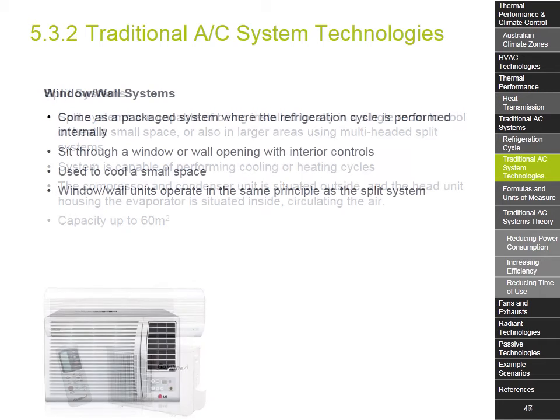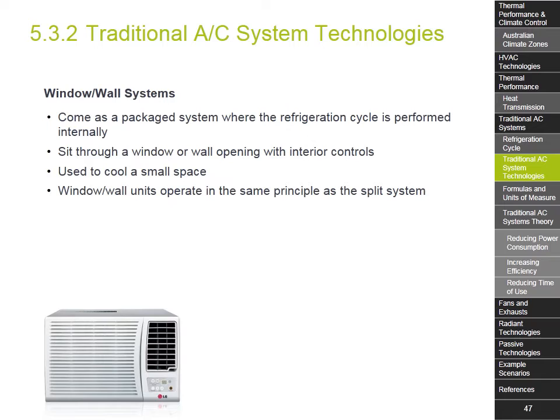air. Window or wall units come as a packaged system where the refrigeration cycle is essentially performed internally. They can be installed to sit through a window or wall opening with interior controls. They are used to cool a small space and operate under the same principles as the split system.